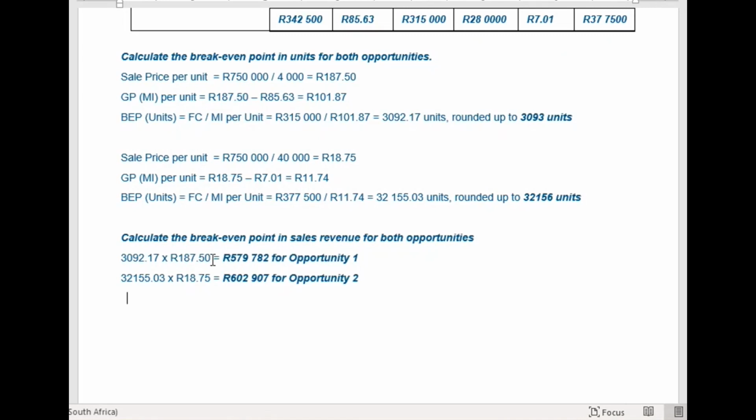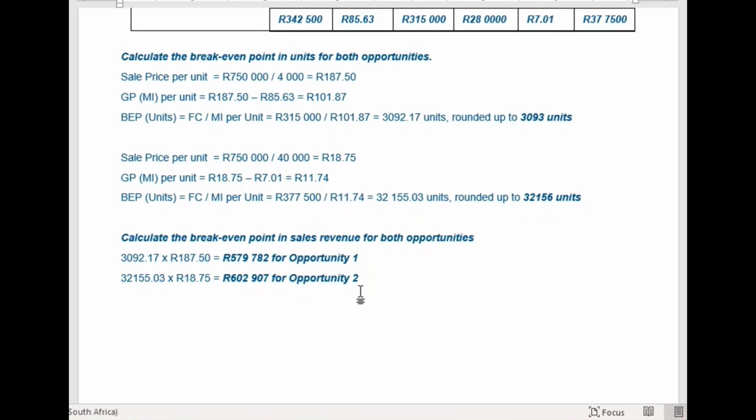So your break-even point in sales will then be your sales price per unit multiplied by the break-even point in units that you've calculated, and that gives us 579,782 for opportunity 1. And then for opportunity 2, we bring back the decimal again. It is 32,155.03 in units, multiplied by the sales price per unit, which is 18.75, and then you get 602,907 for opportunity 2. Okay.